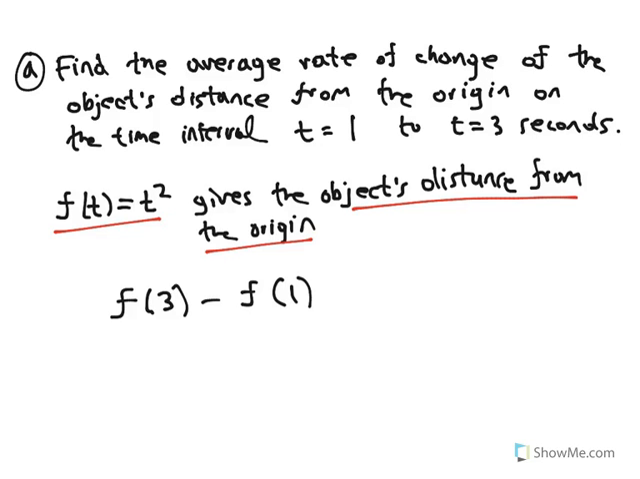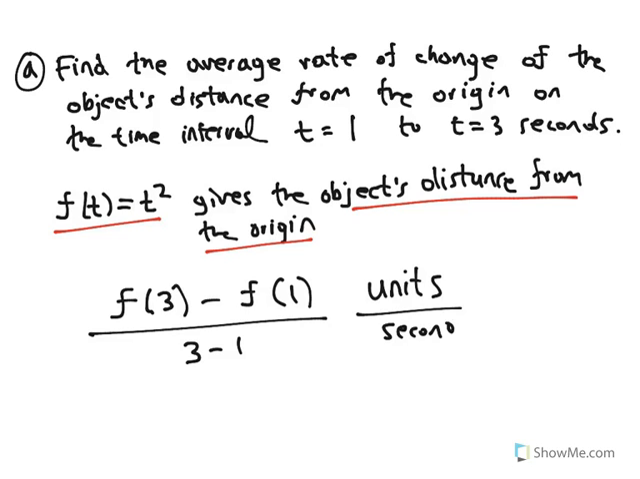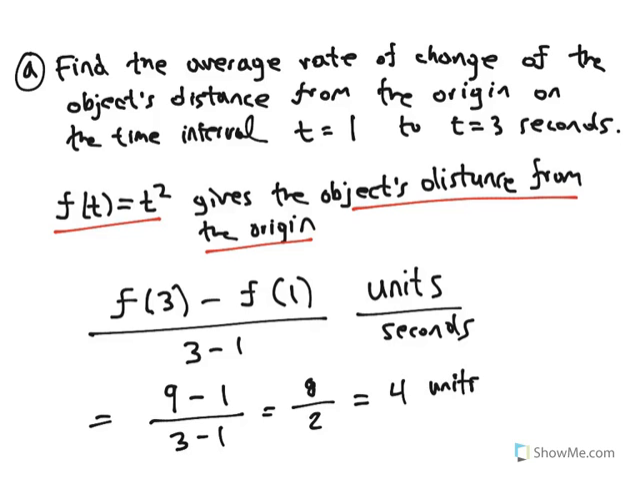So that would be the change in distance, which would be measured in units, and we can divide that by the change in time, which would be measured in seconds. So this average rate of change would be f of 3, which is 3 squared, which is 9, minus f of 1, 1 squared is 1, divided by 3 minus 1. 9 minus 1 is 8, 3 minus 1 is 2, so that would be 4 units per second. So that would be an average rate of change.